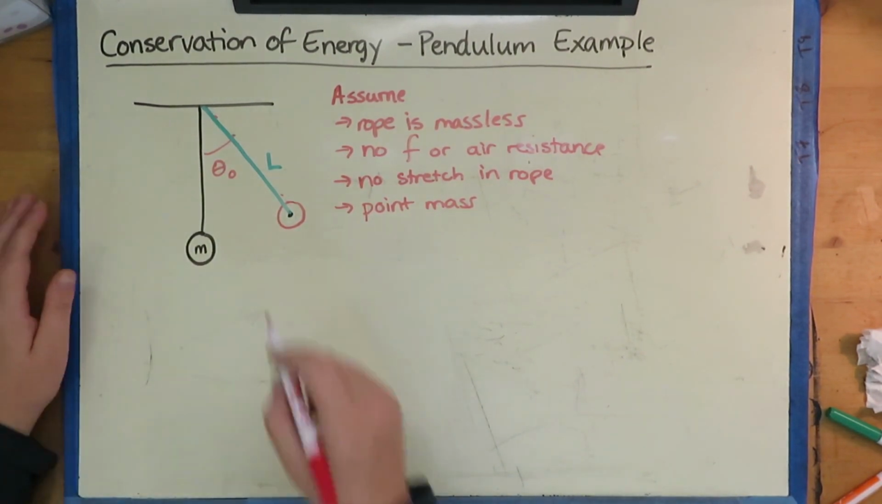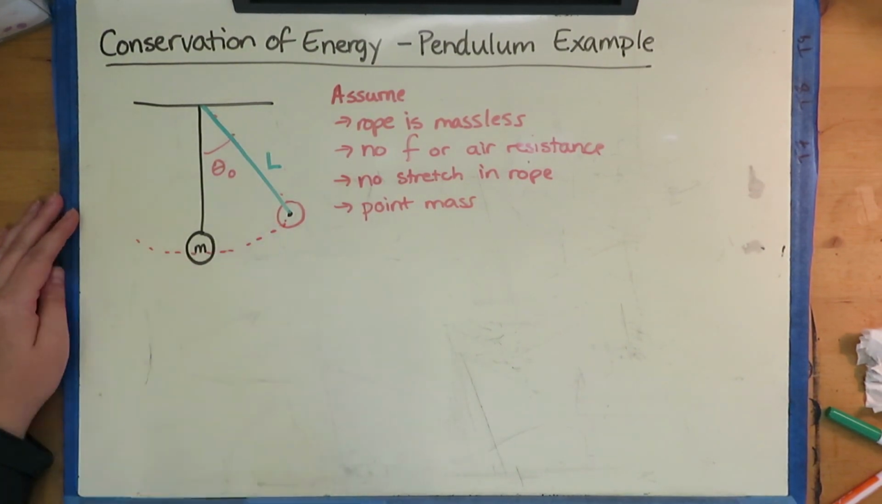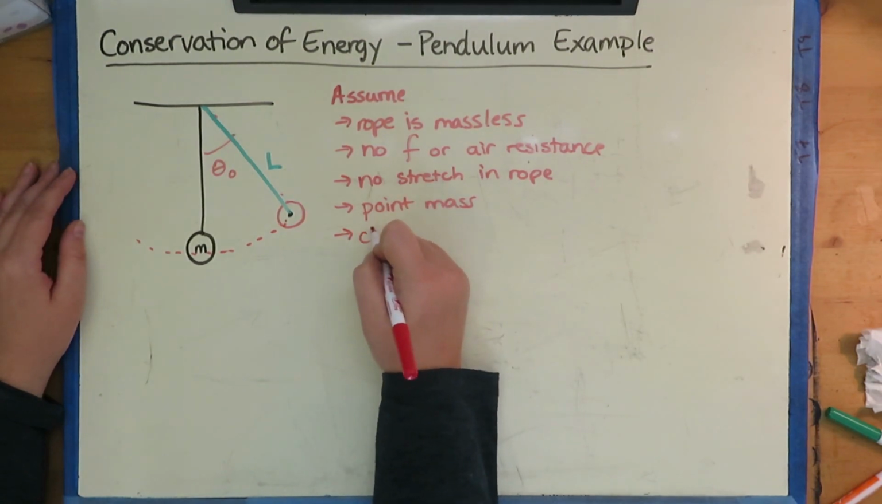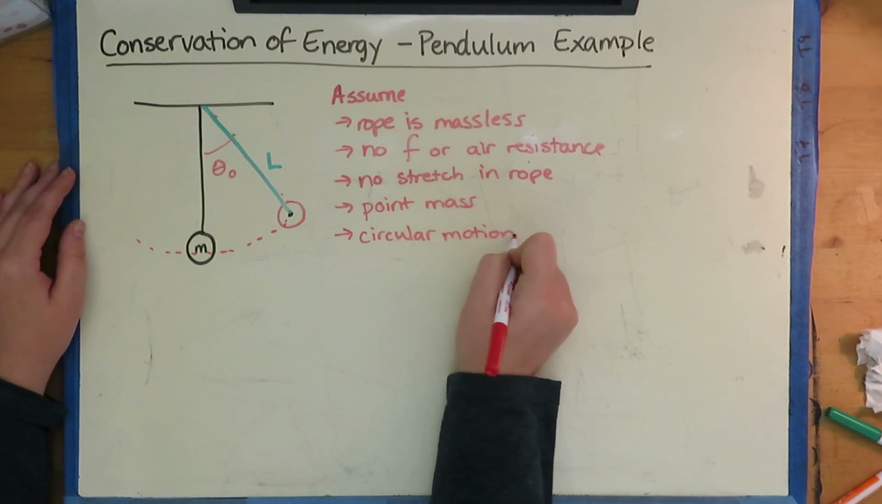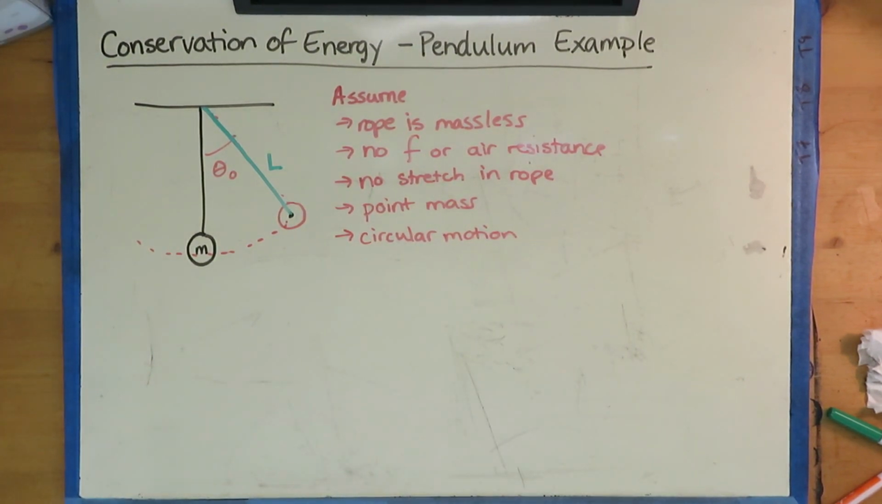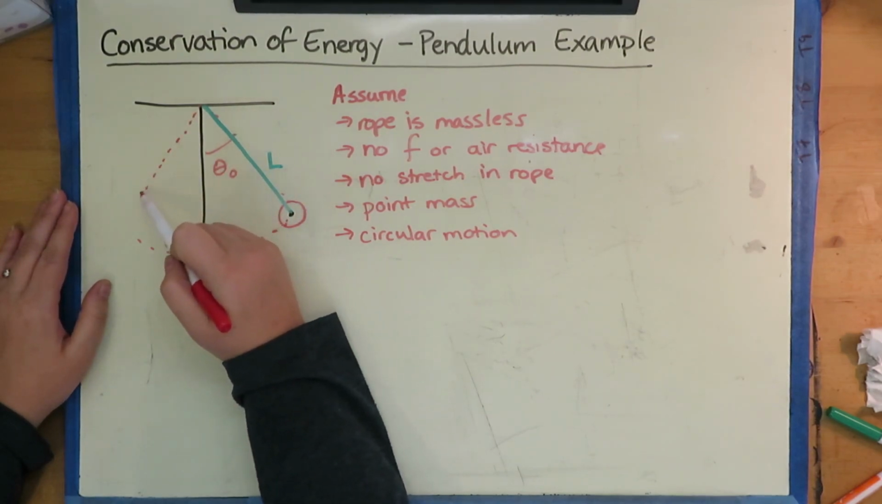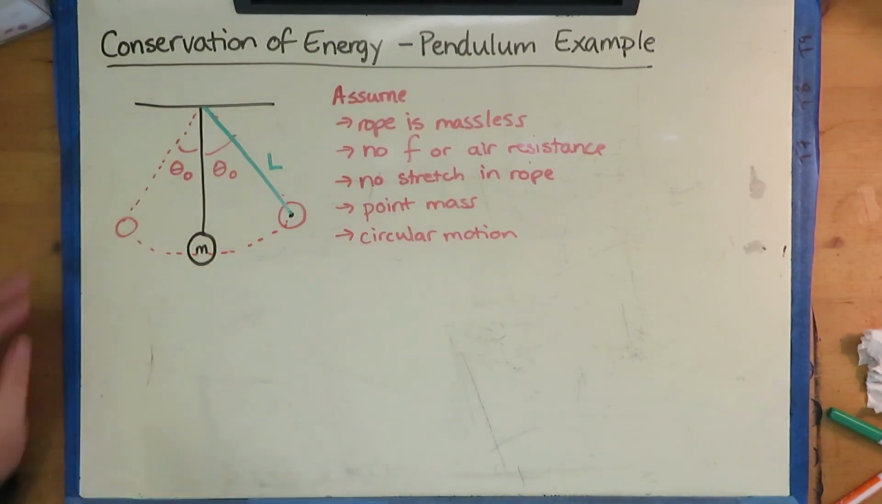Now I'm going to assume that if I pull it back to this initial angle, it's going to move through an arc. That arc is part of a perfect circle, so it's actually undergoing circular motion, which we haven't talked about. We will get to that. And then I'm going to assume that because there's no friction or air resistance or anything, it will go back to the original initial angle over here on this side. So it's going to keep oscillating between those same positions forever.